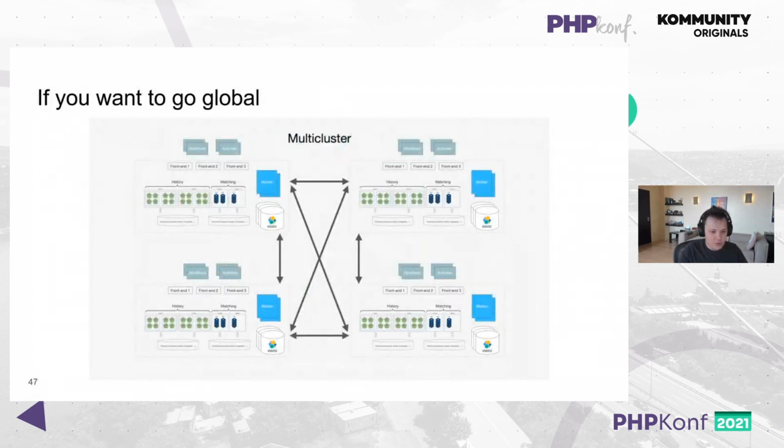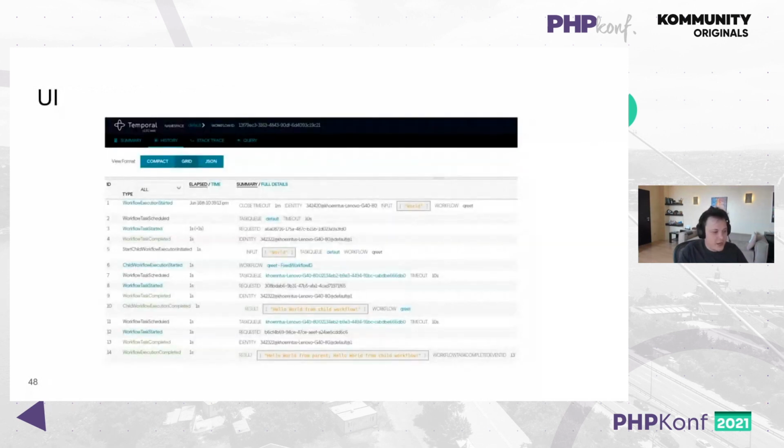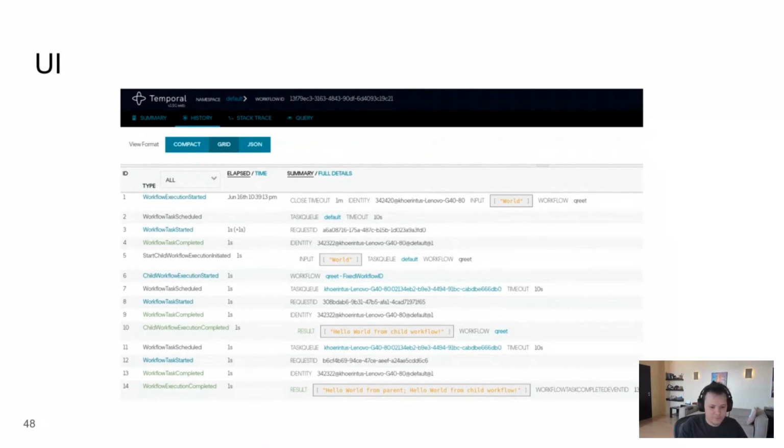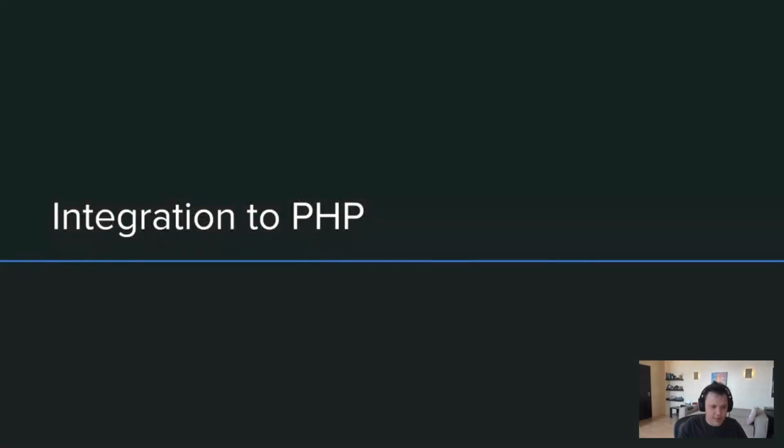So you can use any of them to make the solution work. If you want to go global, which I personally don't, you can set up multi-cluster. It probably won't be that easy, but you can consult with the Temporal team on how to do that. In addition, they also provide a nice UI, which allows you to view the internal history of the workflow and understand what happened: the task was timed out, it caused this error, which caused that error, etc. Okay, so that's the Temporal engine, and let's view what we can do with PHP.